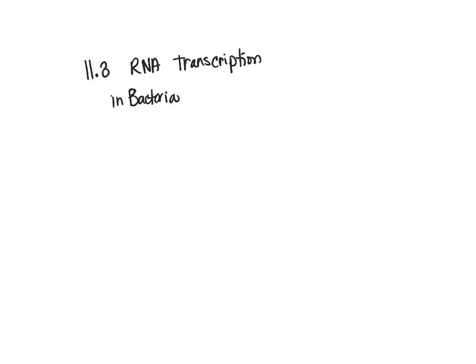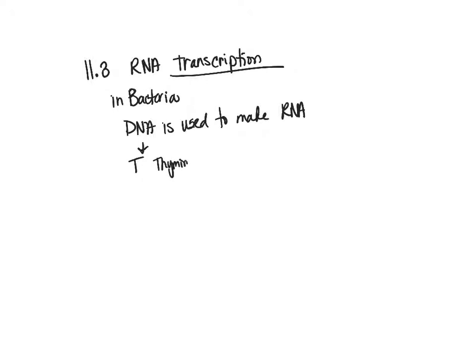So, as a reminder, information in DNA is used to make RNA. Right? And so that's what we're doing: we're transcribing, we're scribing, writing it out. We're using DNA to make a copy, which is our RNA. And remember that in DNA we have T, which is thymine, and that is replaced with U, which is uracil in RNA.